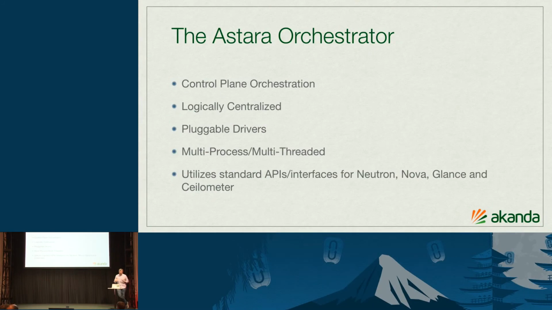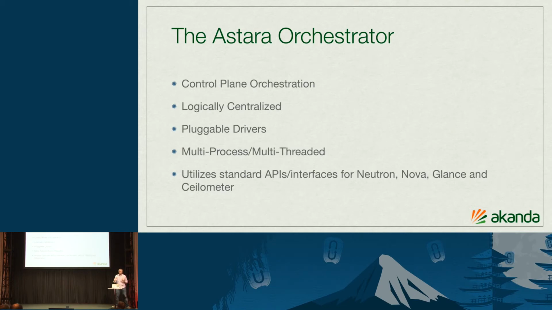So the Astara orchestrator is really control plane orchestration. No components of Astara are actually in the data path. The main reason is that we wanted to be able to take the best of the network functions available, whether open source or proprietary, and then orchestrate those via our pluggable driver interface. The pluggable drivers are nice, but how do you keep those processes alive and well? So we wanted the control plane to be highly available, and we designed it to be multi-process and multi-threaded.